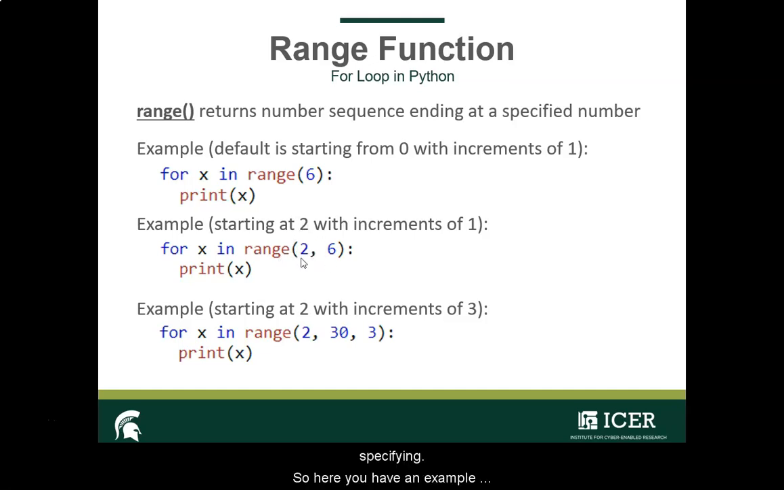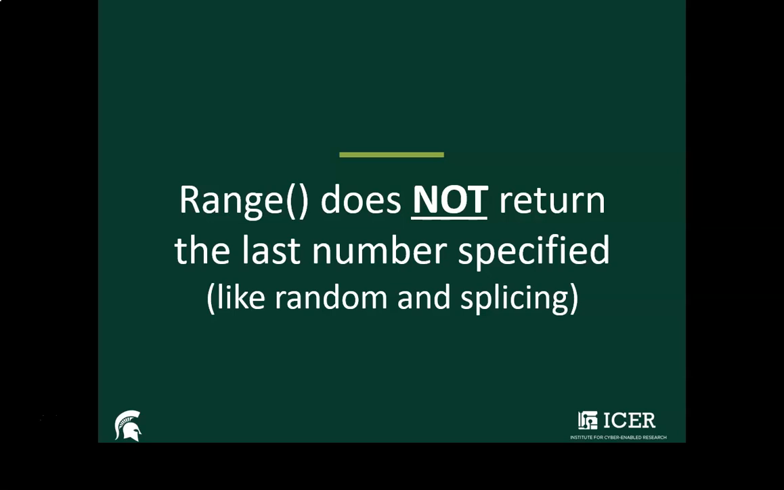You can start at a place different than 0 by specifying. So here you have an example where our range is 2 to 6 with increments of 1. We can also change the increments. So here I'm starting at 2, going to 30 with increments of 3. Again, enter all of these into Python and notice the outputs. The range does not return the last number specified. This is similar to the random functions and slicing functions that you've seen earlier.